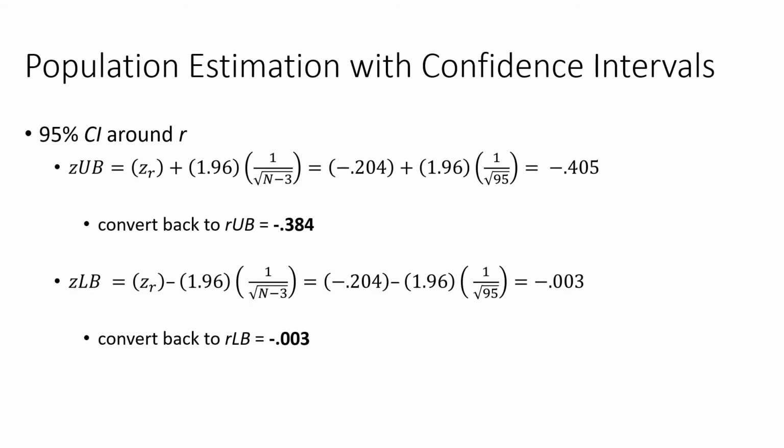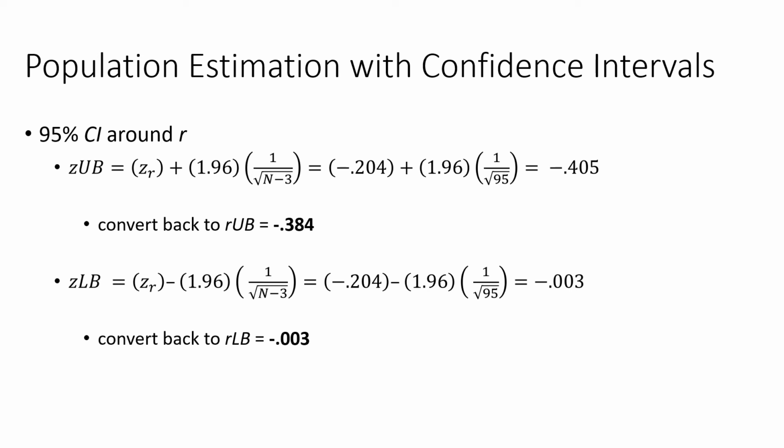Now we can estimate the population parameter with a confidence interval. Correlation coefficients are not normally distributed, so that means computing a confidence interval around them is a little more complicated, or at least it involves an additional step that was not necessary for any of the other confidence intervals we've created in this class so far.